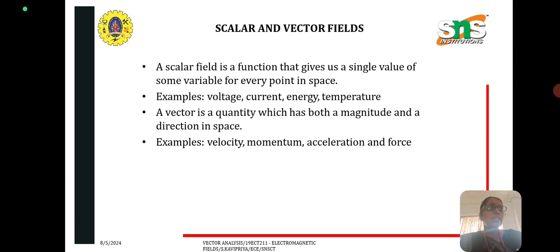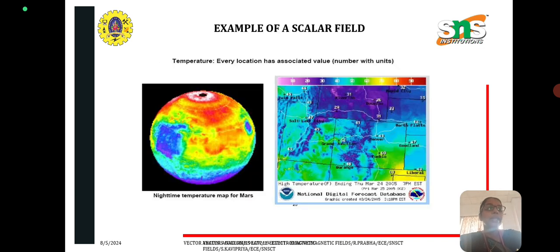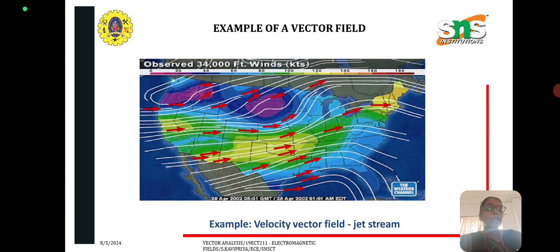A scalar field is a function that gives a single value of some variable for every point in space. Examples are voltage, current. A vector is a quantity which has both a magnitude and direction. Examples are momentum, acceleration. An example of a scalar field is temperature. An example of a vector field is velocity.